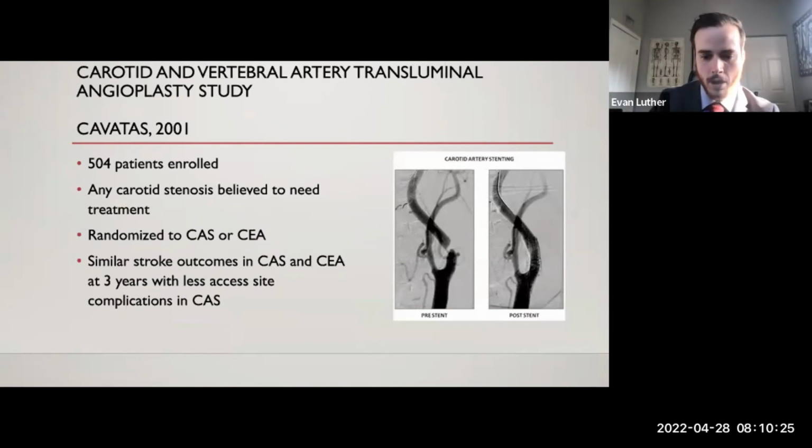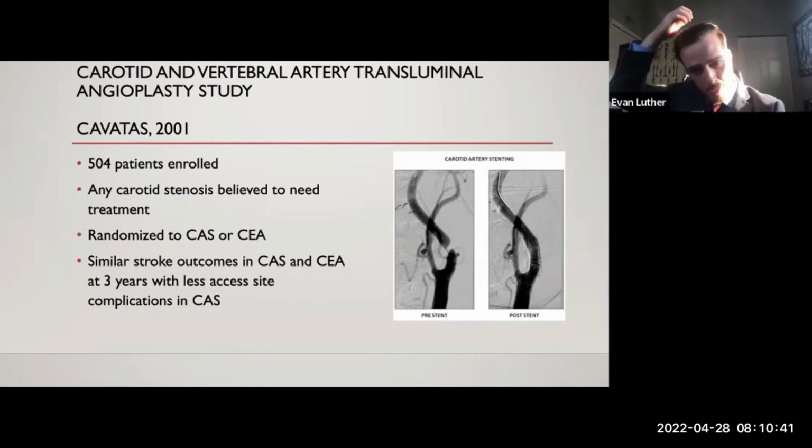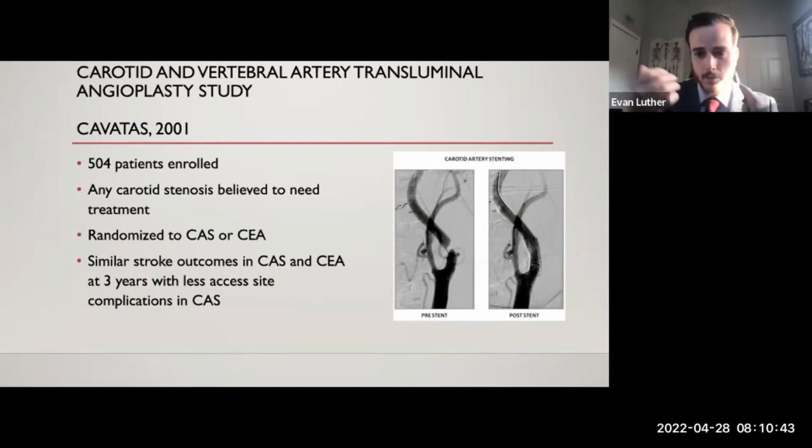It was anyone with carotid stenosis or carotid plaque that the physician evaluating the patient believed needed treatment. So anyone who had a lesion that the physician felt needed treatment could be enrolled in the trial. They were randomized to either carotid stenting or endarterectomy. And interestingly, the 3-year outcomes for stroke, ipsilateral stroke or death were about similar in the carotid stenting versus endarterectomy arms of the trial.